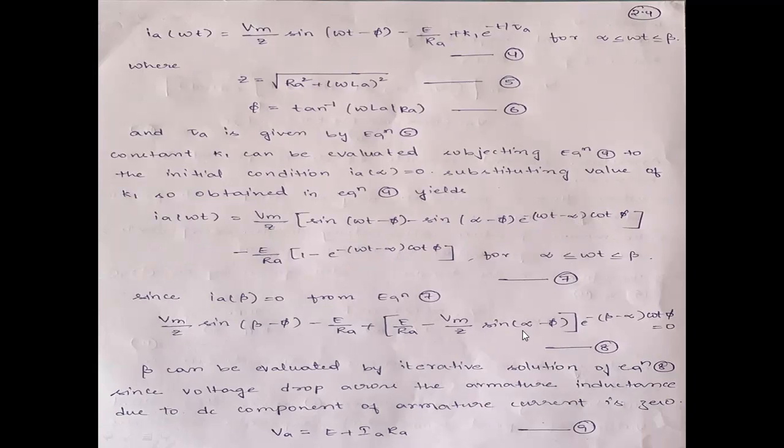Okay, if you got the 8th equation, here e power minus omega t minus alpha cot phi is taken out common. So if you replace omega t with beta here, e power minus beta minus alpha, I am taking out this common. So before multiplying this e by Ra, Vm by Z sine, this one will also be taken out common.